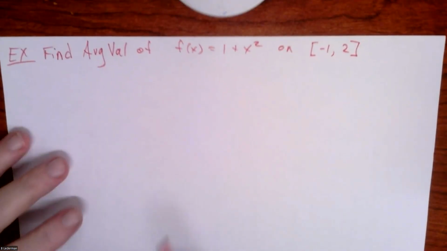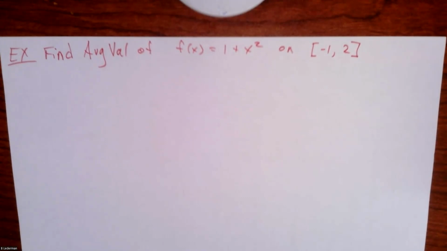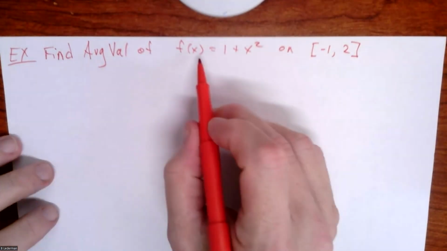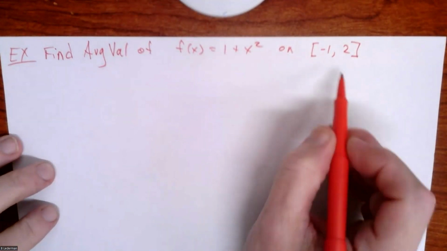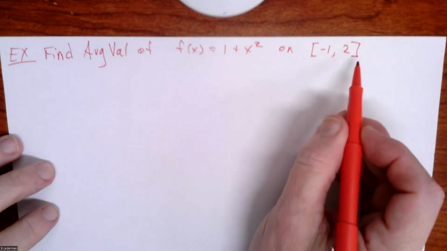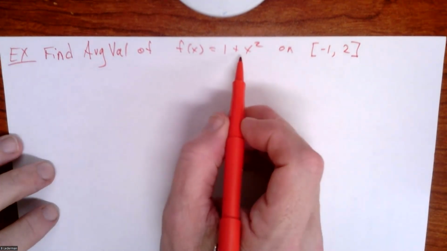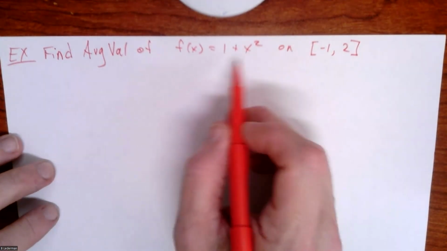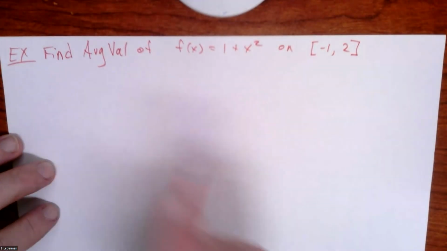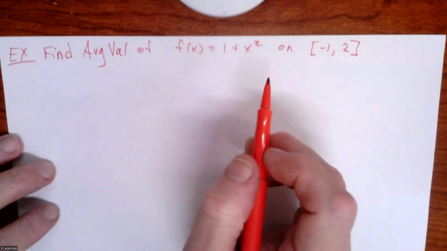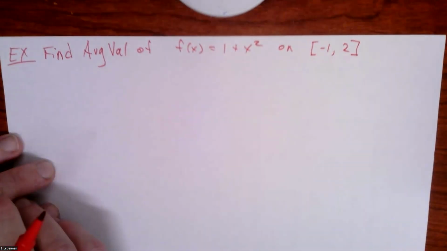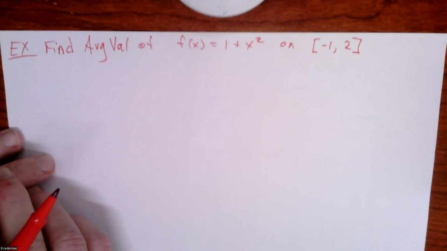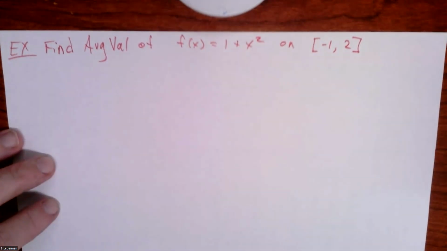Let's find the average value of the function f of x equals 1 plus x squared on the interval -1, 2. Now notice I could draw the diagram, which would be, I think it's always nice to draw the diagram. It gives you a visual sense of what's going on. But we could do this without the diagram. We'll look at the diagram later. But right now let's just do the formula.